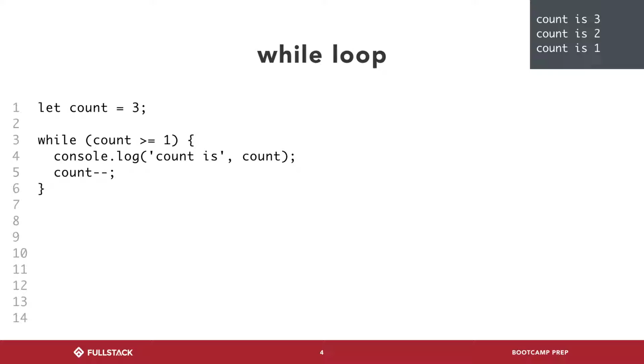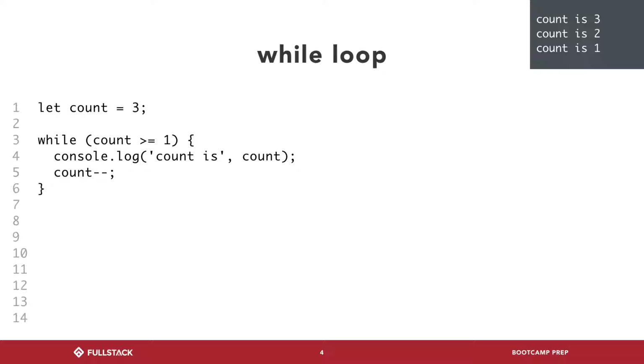And so how this code is going to run is we're going to go to line 1. It's going to make a variable called count. We'll go to line 2. Then we get to line 3. And on line 3, the first thing we do is check the conditional, right? What's the conditional? Count greater than or equal to 1. Is that true or false? Well, what's the value of count at that point? 3. Is 3 bigger than 1?